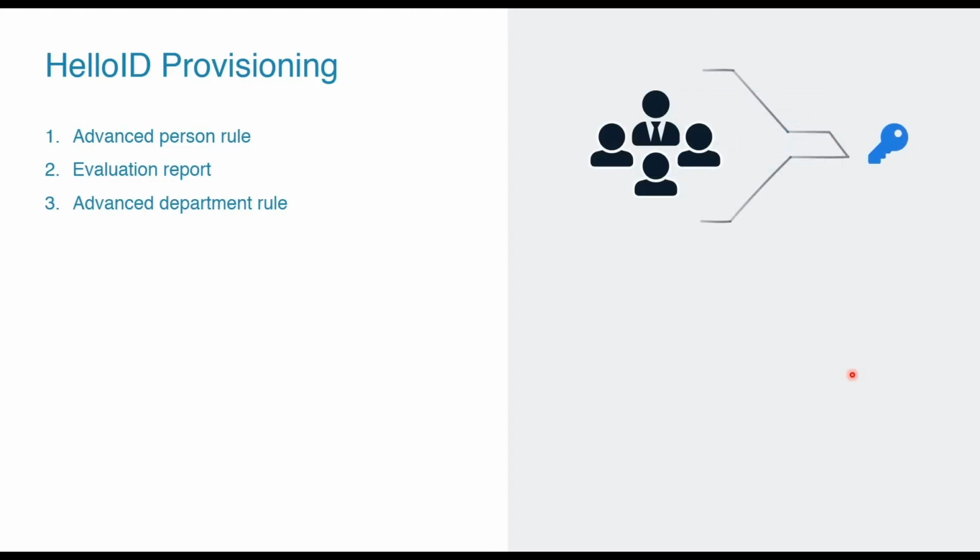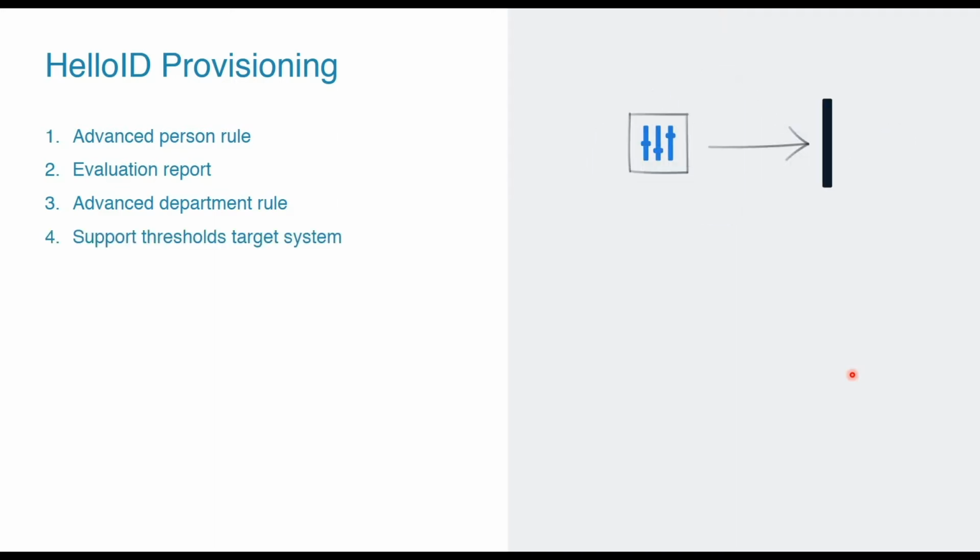Next, we added another advanced rule, the Advanced Department rule. This will give you more flexibility and power when firing a business rule based on department values. Finally, we added an extra prevention mechanism apart from the evaluation report. This is a new threshold on the target system. You get to decide how you want it to work.